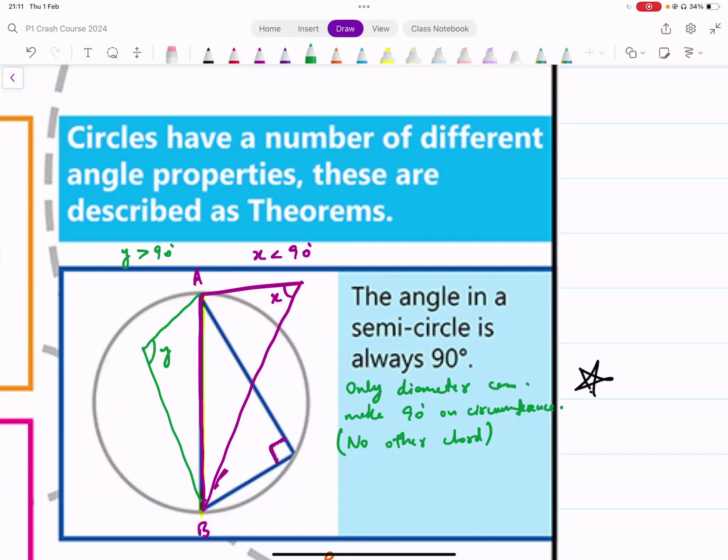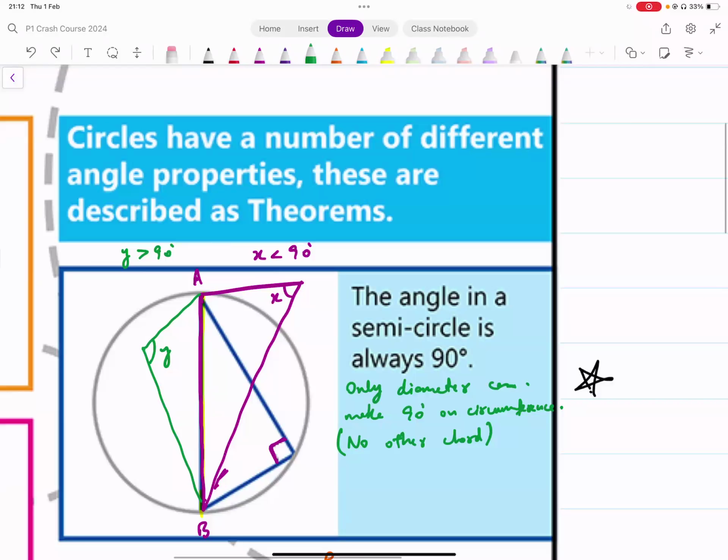So at the circumference, it's going to be 90. Inside the circle, it's going to be more than 90. Outside the circle, it's going to be less than 90. We're talking about the diameter. If AB is the diameter, then the angle made outside the circle would be less than 90, the angle made inside the circle would be greater than 90, and the angle made at the circumference would be equal to 90. Is that okay? Yes, sir.